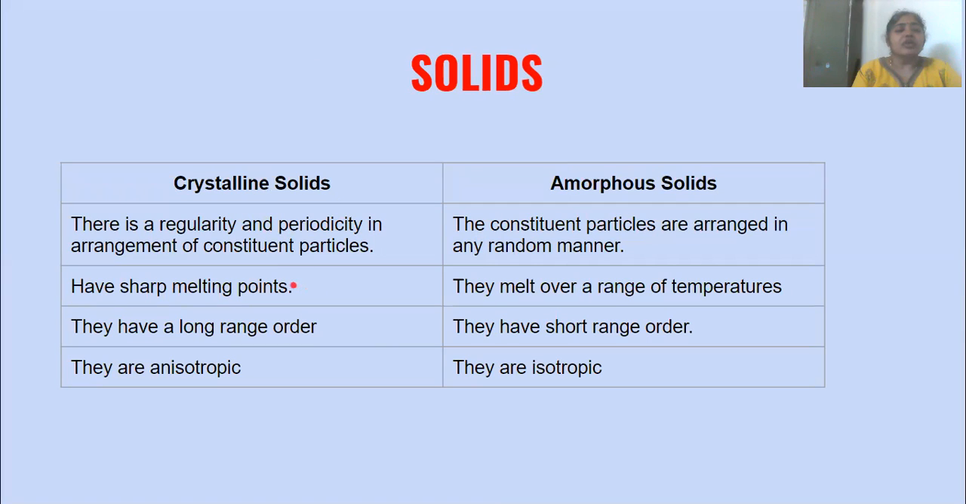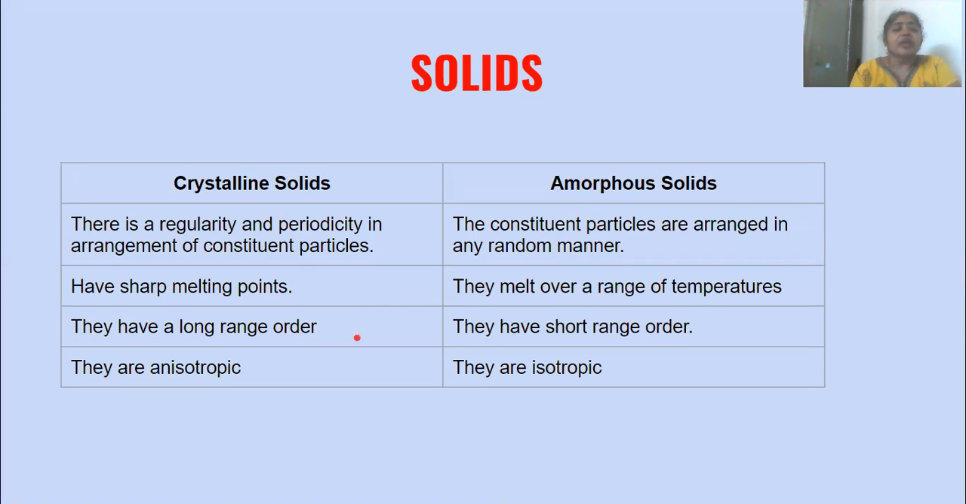Then the crystalline solids, because of their orderly arrangement of particles, have very sharp melting points. That is the point at which the solid will get converted into liquid. The bonds between the atoms, or between the molecules, are going to break, and that is going to be very definite or precise. So they will have sharp melting points. On the contrary, amorphous solids will melt over a range of temperature.